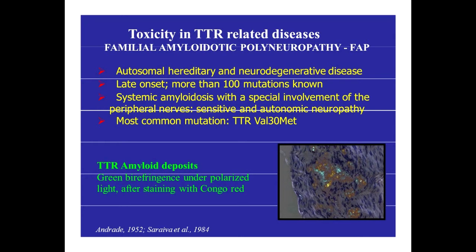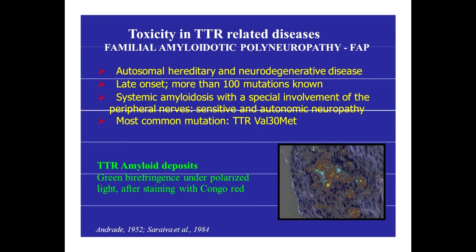Scientist, right? Okay, so I'm changing gears and I'm talking about toxicity of TTR in FAP, familial amyloidotic polyneuropathy. I won't say at this time too much about the disease because people here know about it, and you will spend the whole day talking about clinical aspects. Just to remind you, this is an autosomal hereditary and neurodegenerative disease, a late onset.